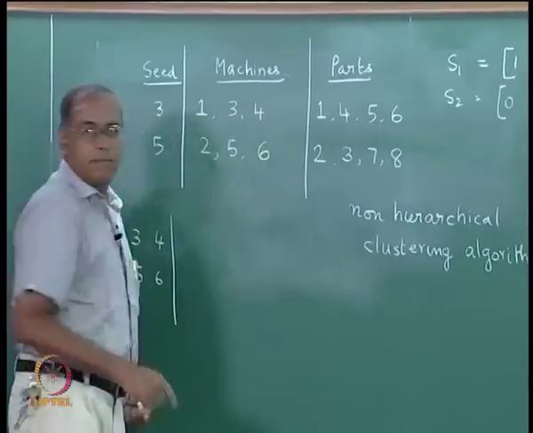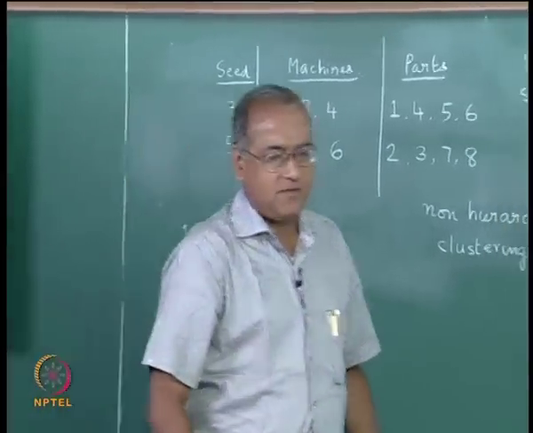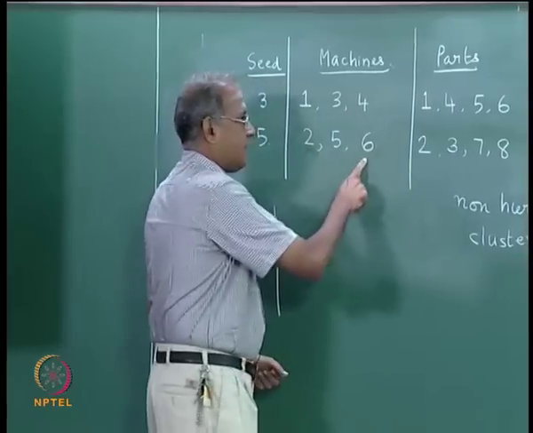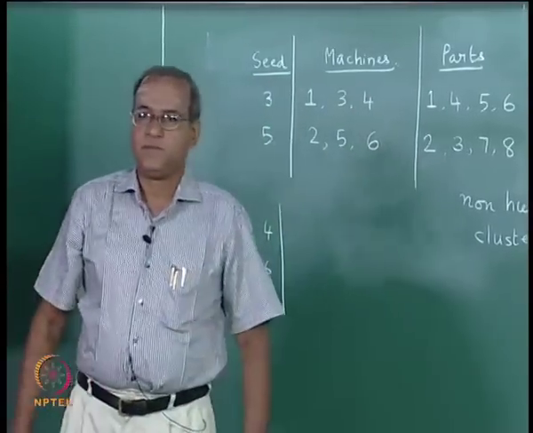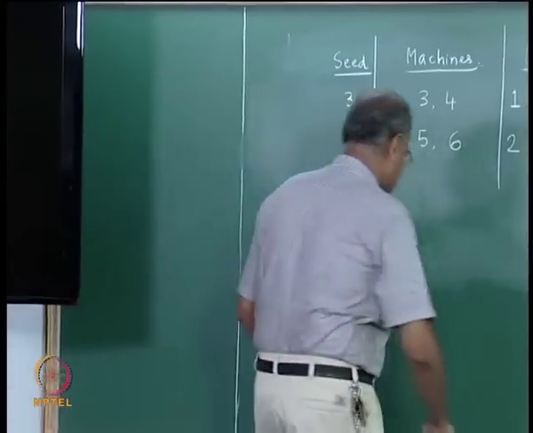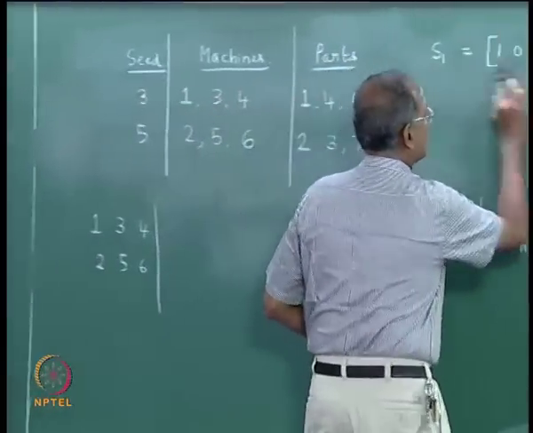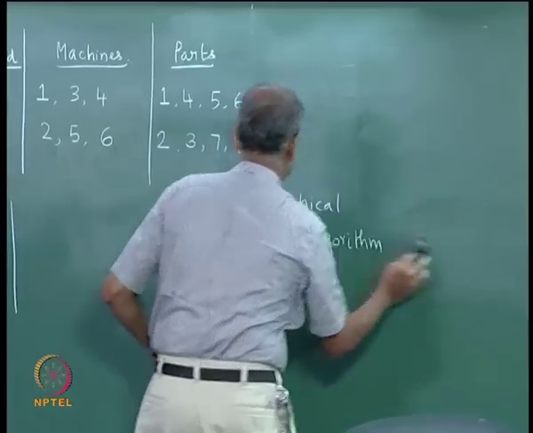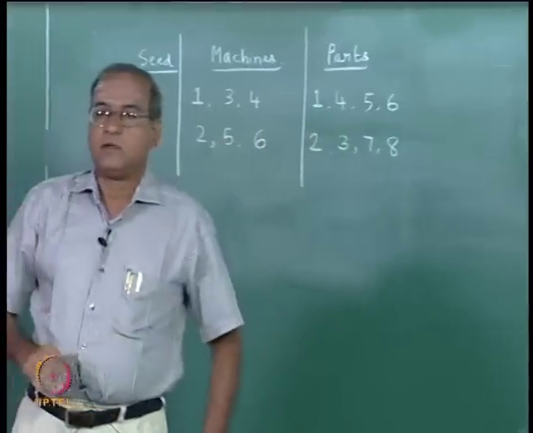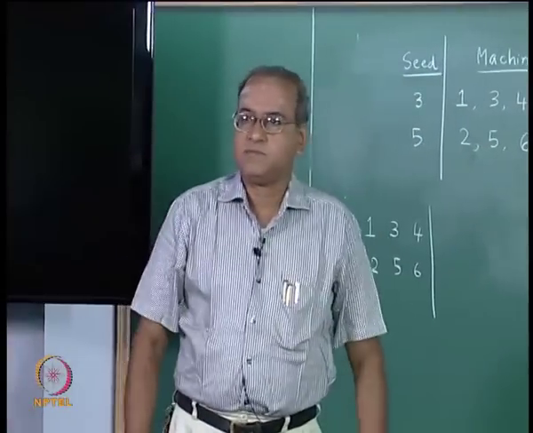Now, when we looked at the part assignment rule, we said that part 1 requires 1, 3, 4 and 6. So, maximum is 1, 3, 4 here, and it will create one intercell move. Now, what we can do is, now there are 8 parts.